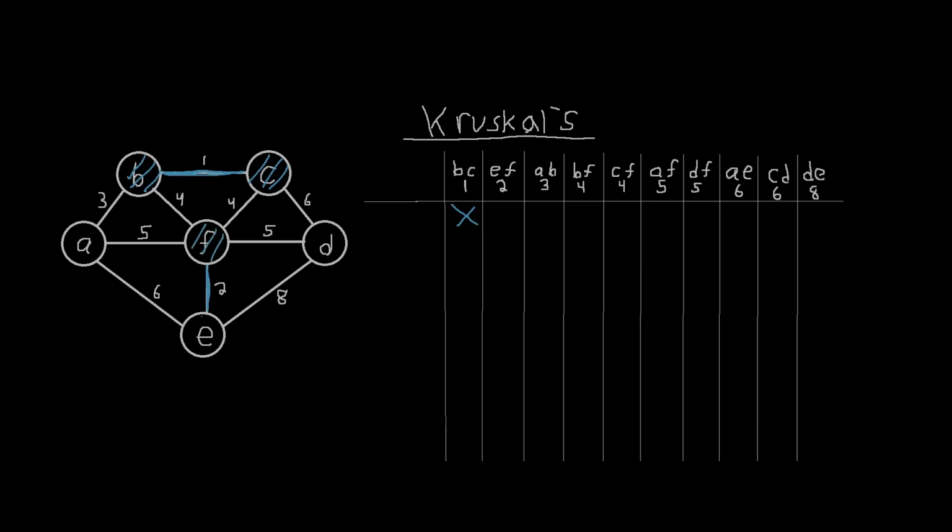So I'll do the same thing. I'll take this edge, and I will mark those nodes as visited, and I will mark it on the table. And so the next one we have is AB. So we go to AB, and still we're free to take this one. It does not make any cycles, and I'll mark that one. Mark it on the table.